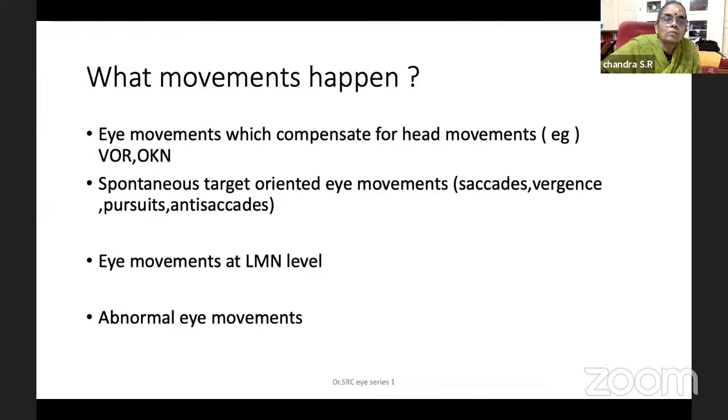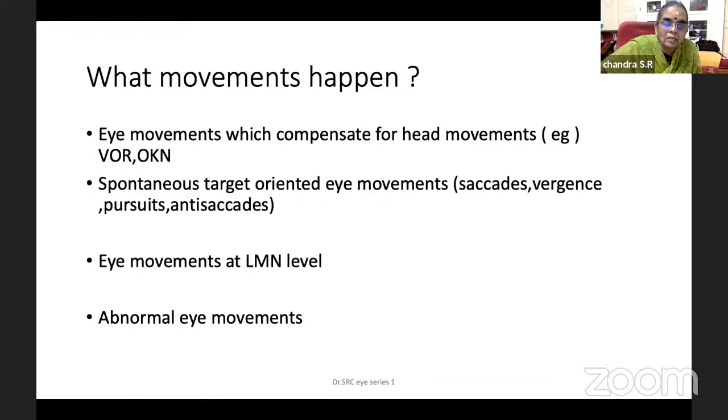So what are the movements that happen? The eye movements which compensate for head movements are the vestibulo-ocular reflex and optokinetic nystagmus. VOR is for brief and OKN is for sustained. And spontaneous target-oriented movements are saccades, vergence, pursuit, and anti-saccade.